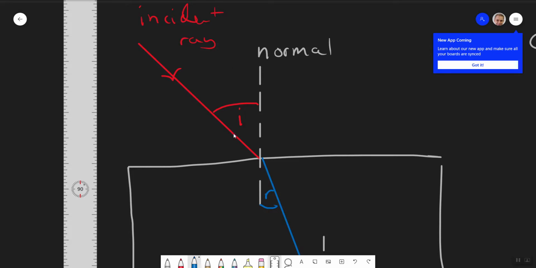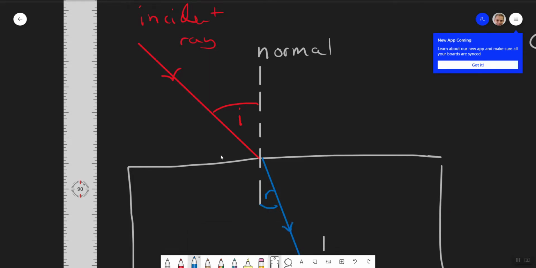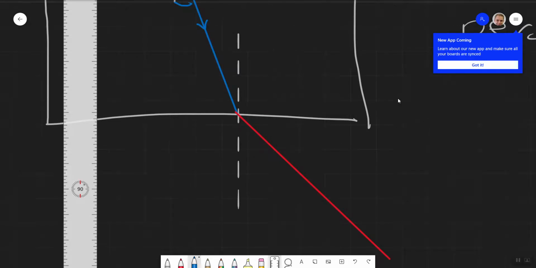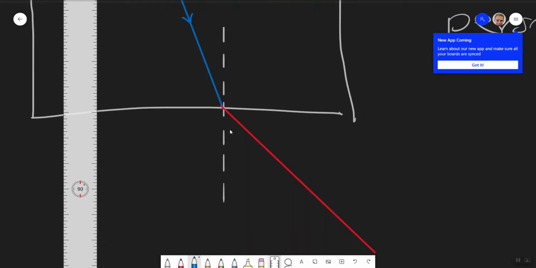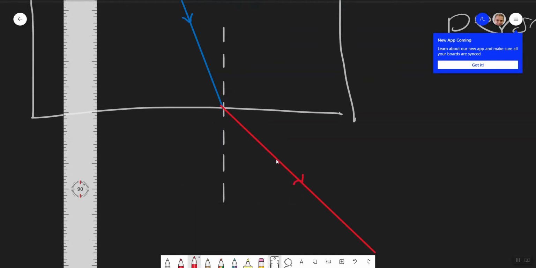Okay, so you're going here, then you go here, and the idea is that you're now closer to the normal than you were. This is what happens when you're going in. Going in, or slowing down, the angle of refraction is smaller, and it bends towards the normal. When we come out, the opposite happens. When we go from perspex back into air again, we speed up and bend away from the normal. So this angle is now bigger. But at any point, you're only interested in what happens either side of the boundary.